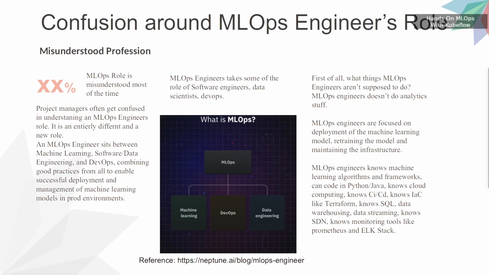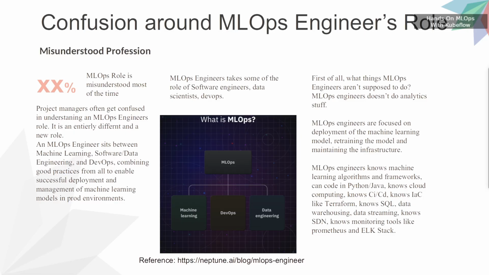What MLOps engineers aren't supposed to do? MLOps engineers don't do analytics work. They'll only look at the metrics and do some basic analytics, but that's all. MLOps engineers are focused on deployment of the machine learning model, retraining of the model, and maintaining the infrastructure and the model. Machine learning engineers know machine learning algorithm frameworks and can code in Python, mainly in Python, but also sometimes in Java or Scala.